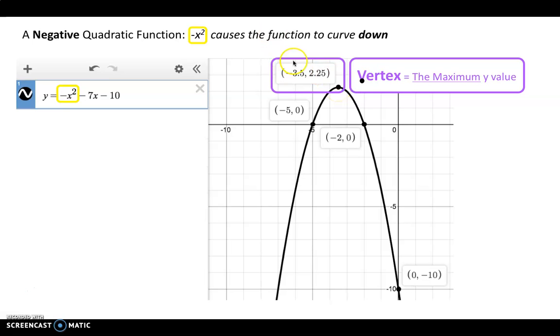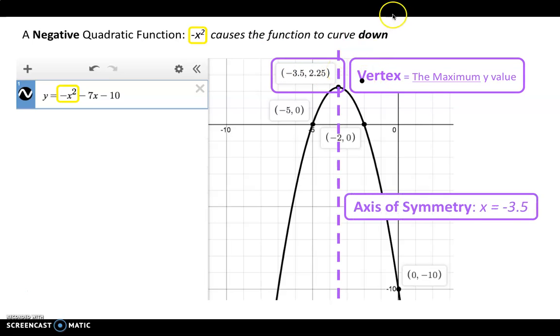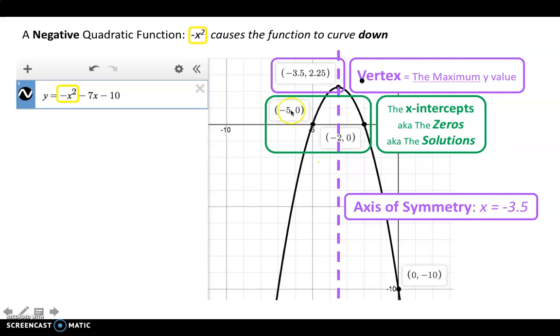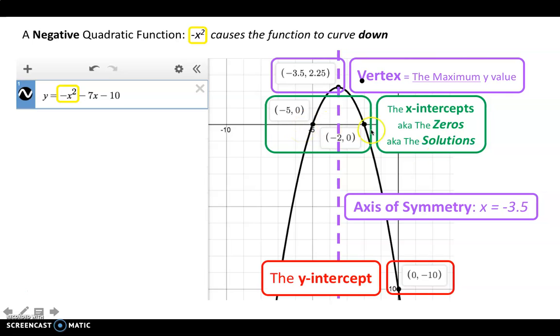In this case, the vertex is -3, 2.25. If I were to cut the graph in half, it would be at that -3.5 line, right? So the axis of symmetry is x equals -3.5. And then our x-intercepts are just where the curve crosses the x-axis, right? The most important thing to know is that these can also just be called zeros or solutions. And then the y-intercept is just where it crosses the y-axis. So it crosses at -10. Standard form is going to show us that -10.